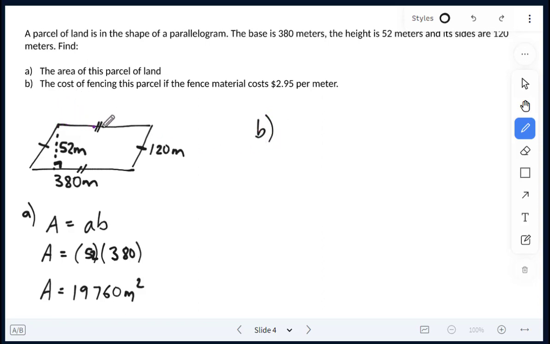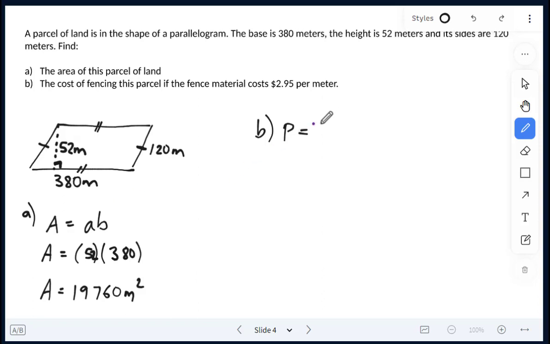All right, but part B, we're looking at the cost of fencing. So the fencing is the length outside of the area here. So we're looking for perimeter. All right, so the perimeter of this parcel of land, we have to add up all the sides.